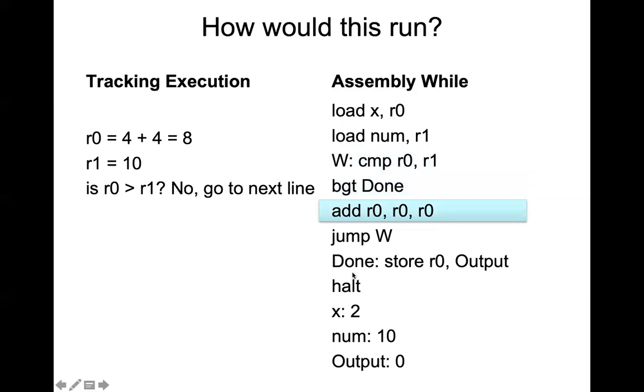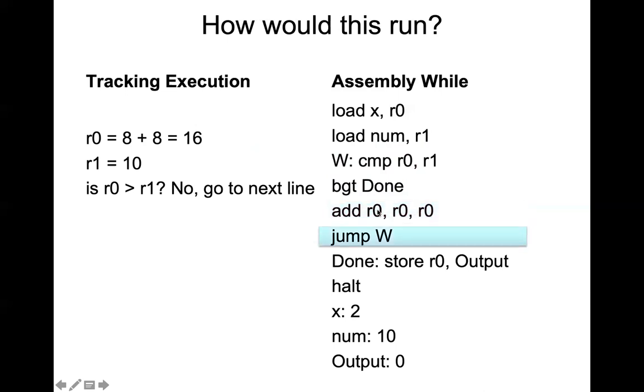So after that, we unconditionally jump back to W. So we execute the while loop again. And this time, it's going to ask the question, is 8 greater than 10? Well, it's still not. So we double x a third time. X is now 16. And we jump back to the beginning of the while loop.